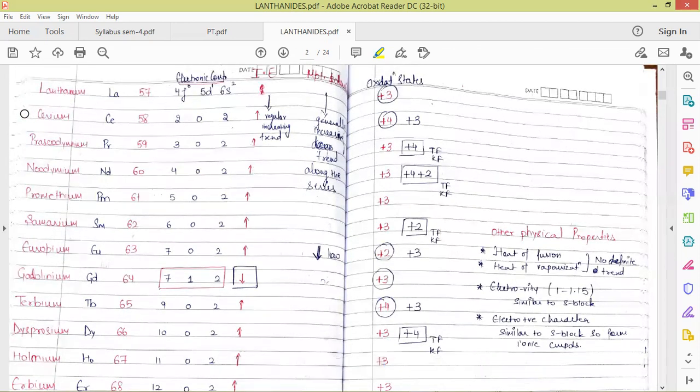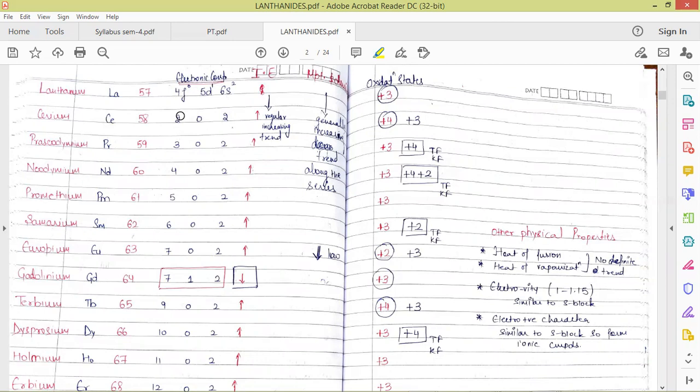So the electronic configuration of lanthanum, we have already discussed. There is one electron in the 5d subshell. So for cerium, this electron also moves to the 4f subshell, and for cerium with atomic number 58, there are 2 electrons in 6s and 2 electrons in 4f.